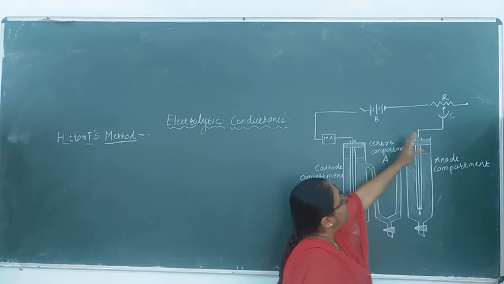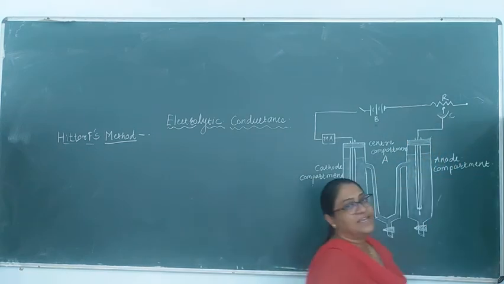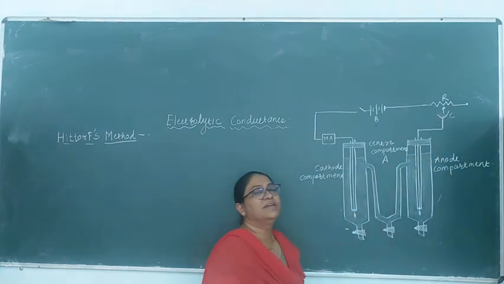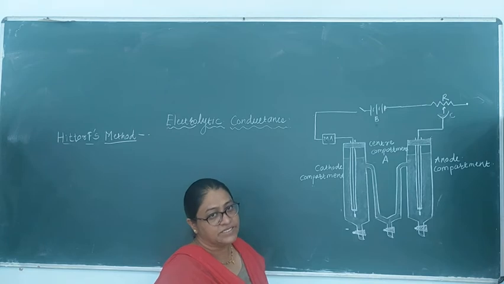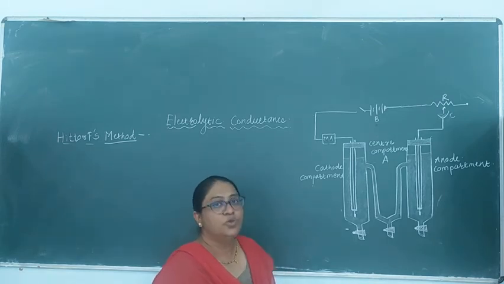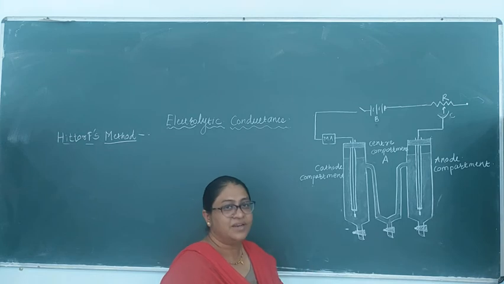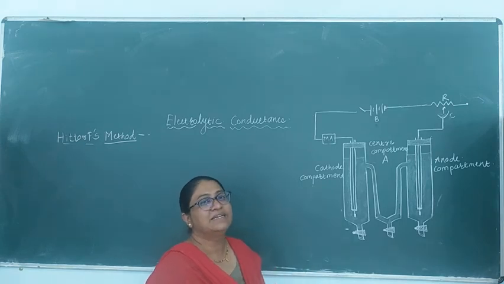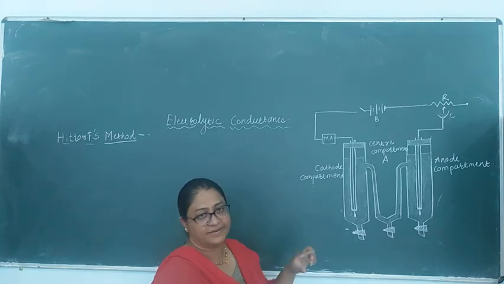Now to this cell a coulometer is connected in series. Now what is a coulometer? The coulometer is used to measure the exact electricity that has passed through the circuit.